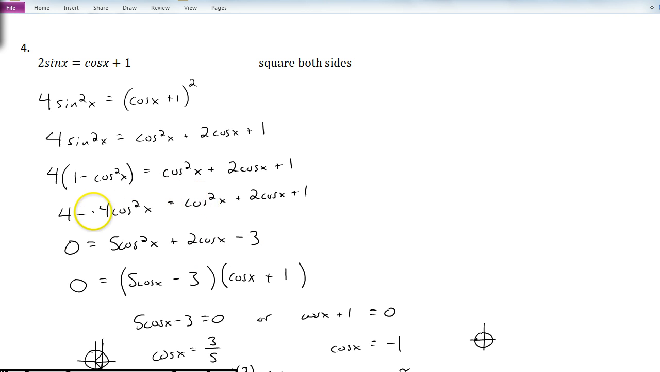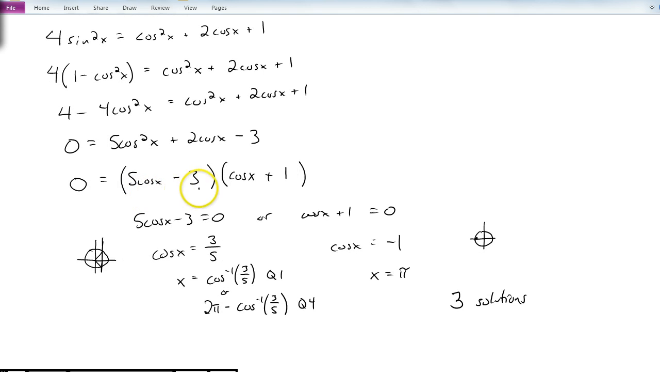Adding 4 cosine squared and then subtracting 4. Lucky for me, that factors nicely into 5 cosine x minus 3 times cosine x plus 1. Notice I didn't pack the cosine into a suitcase like m or something. You can do that if you'd like. It makes things look a little easier, but once you get good at it, I don't think you really need to do that anymore.